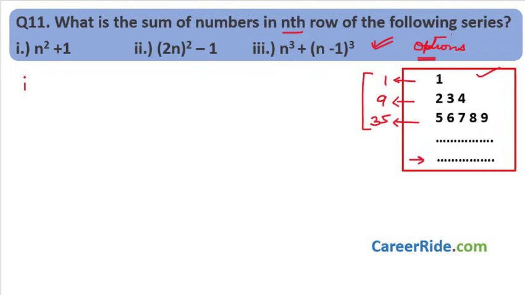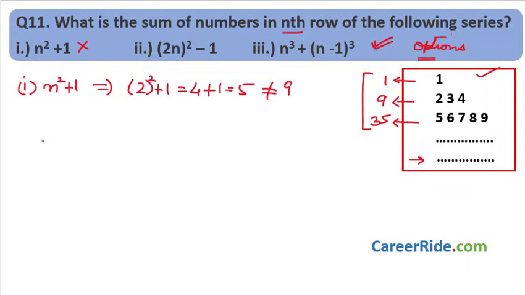Now let us try the first option. The first option given to us is n square plus 1. Let us try for the second row. For the second row, the value of n is 2. 2 square plus 1 is equal to 4 plus 1, which is 5, not equal to 9, the sum of the second row. So the first one is not my option.